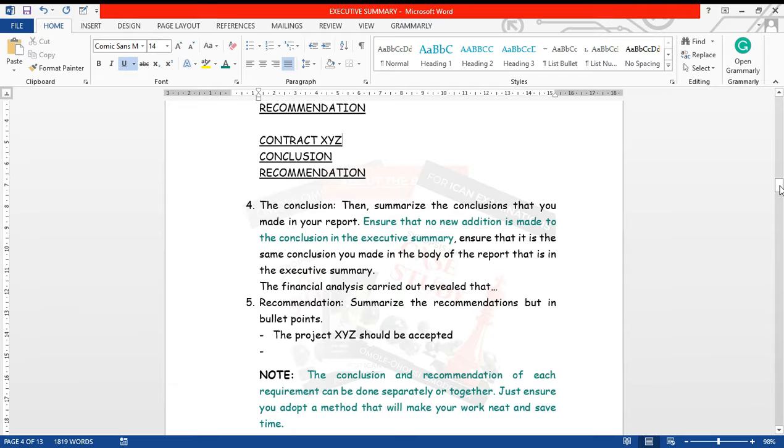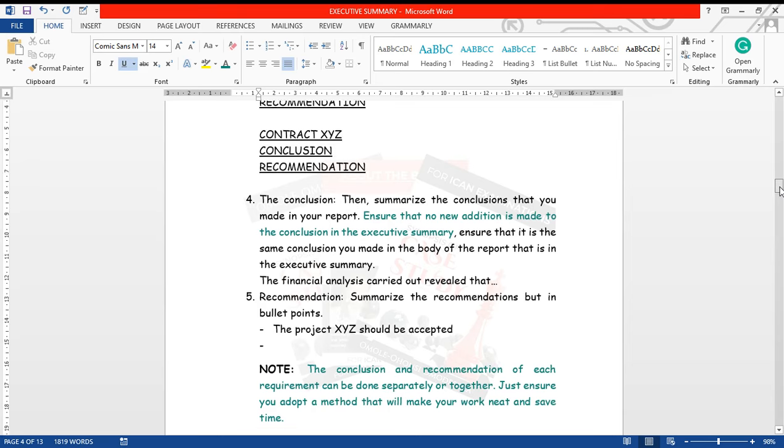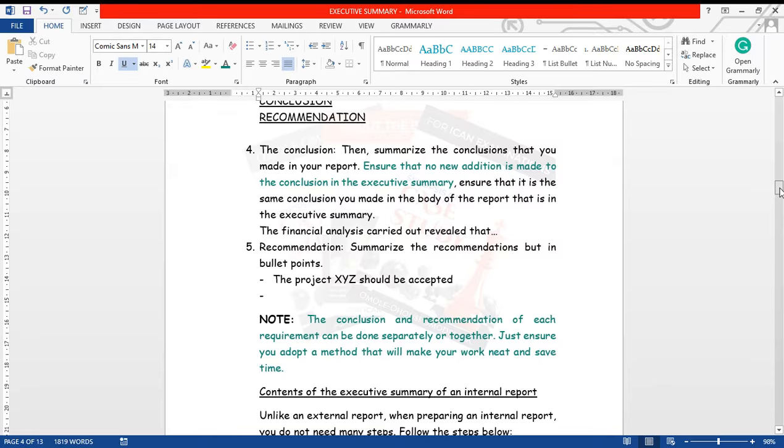Now, having headings, that heading has taken a whole line. Do you understand? But whichever way you want to choose, you can just do it that way. Just ensure that you are time smart.